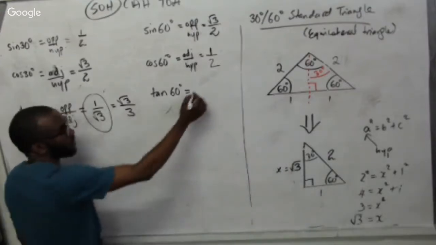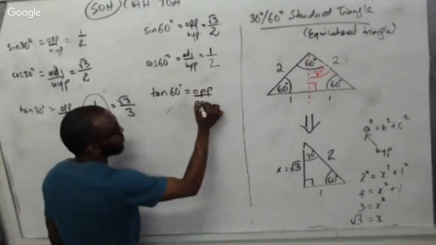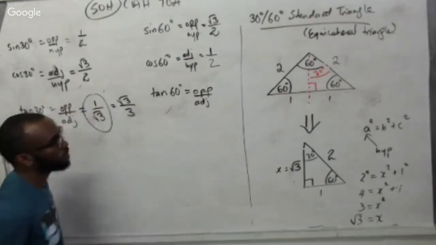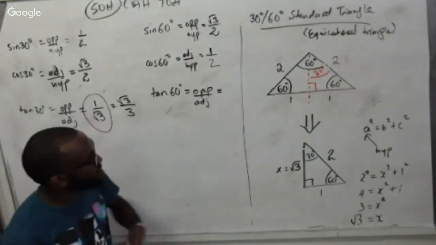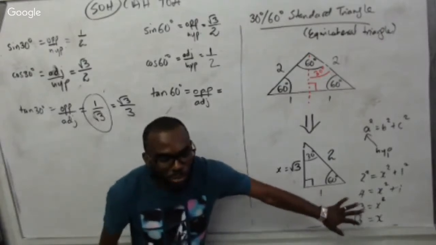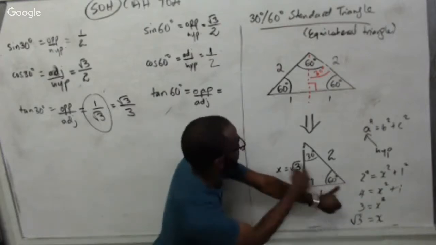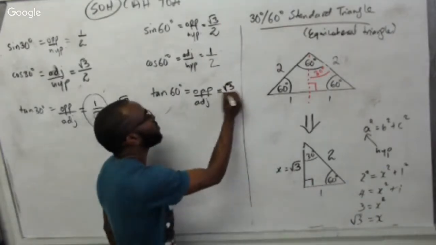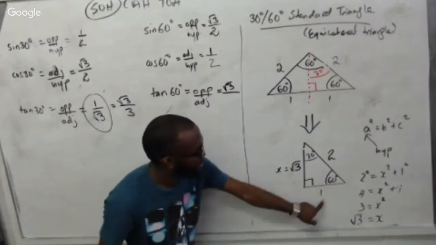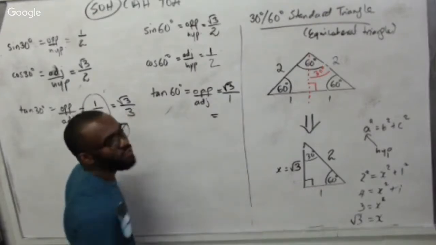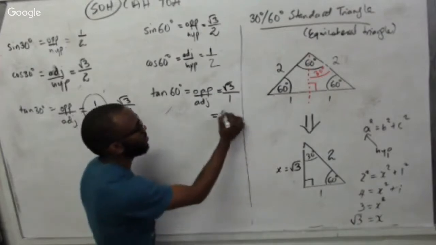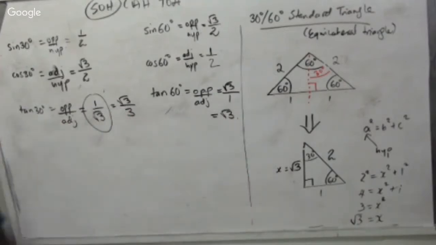Tangent of 60 degrees is opposite over adjacent. So what's the opposite of that 60? Again, guys, don't just eyeball the thing. Put your finger on it and say opposite is root 3, over the adjacent side, which is 1. What is any number divided by 1? And that is an acceptable answer because it is not in the denominator. Alright, so that's what we use.